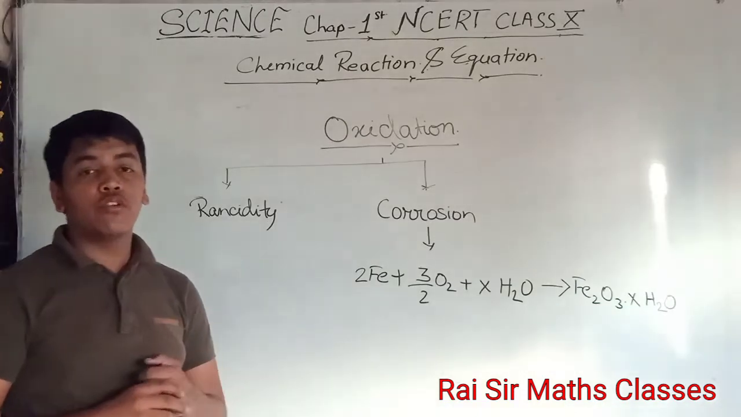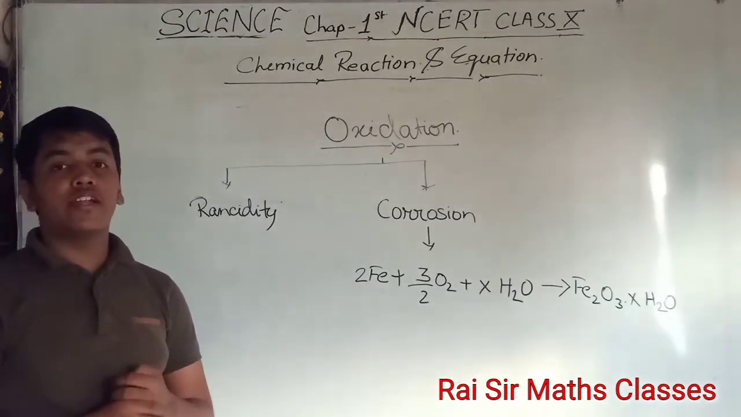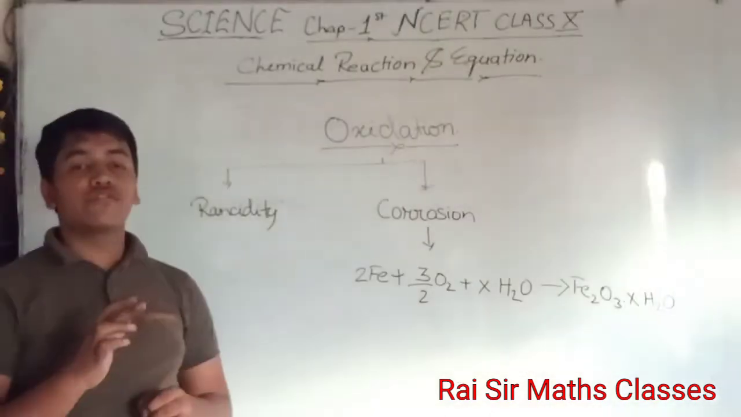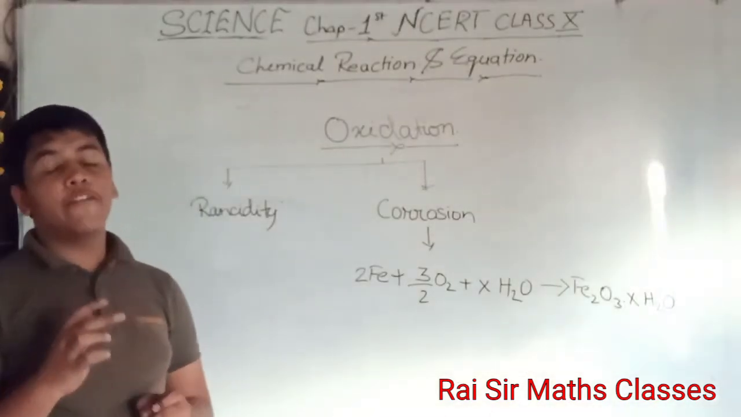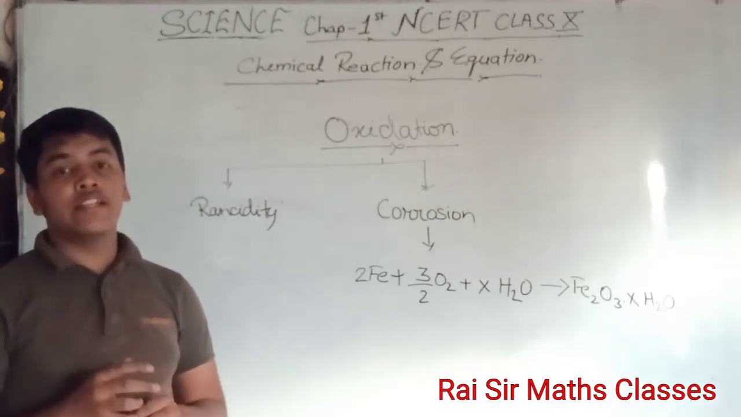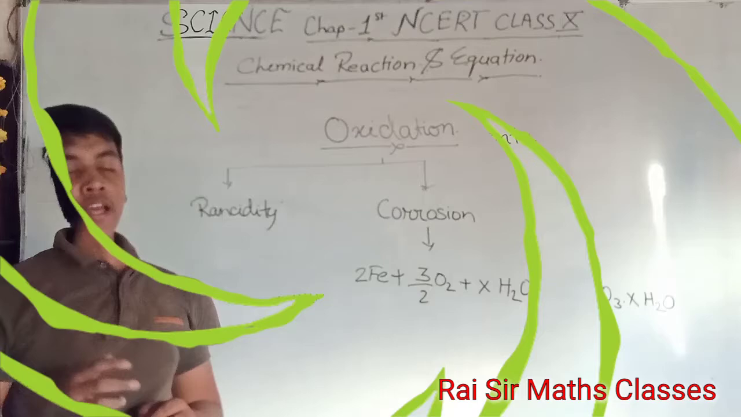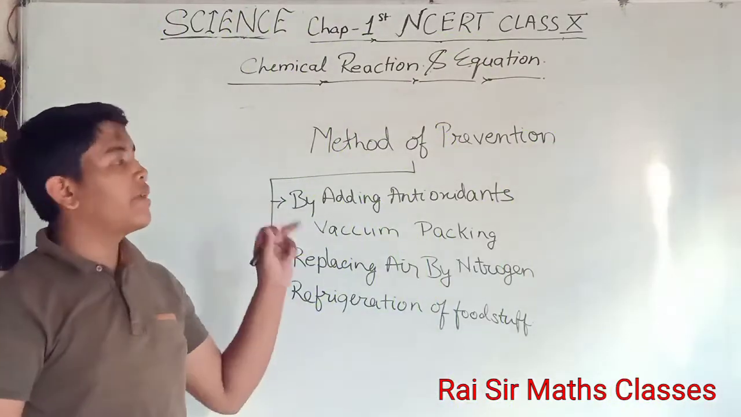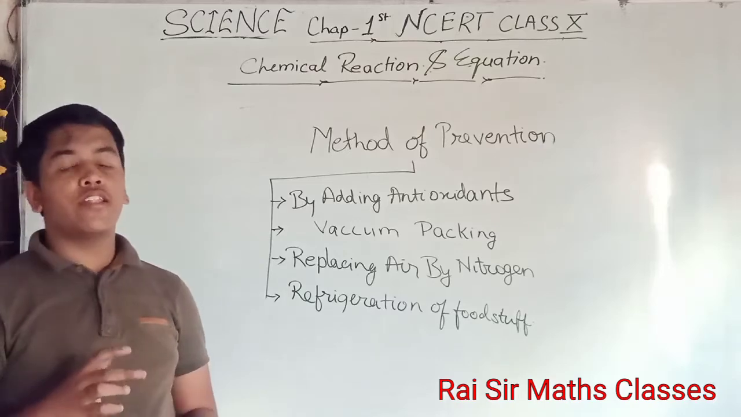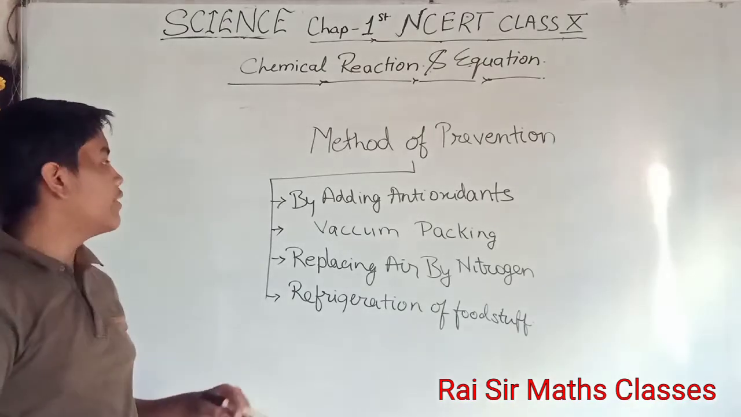And now we are going to know what is rancidity. Rancidity is the process of slow conversion of oil and fat in the food, or we can say that it is going to be contaminated. Now we are going to know the methods of prevention from rusting, or we can say corrosion or rancidity.